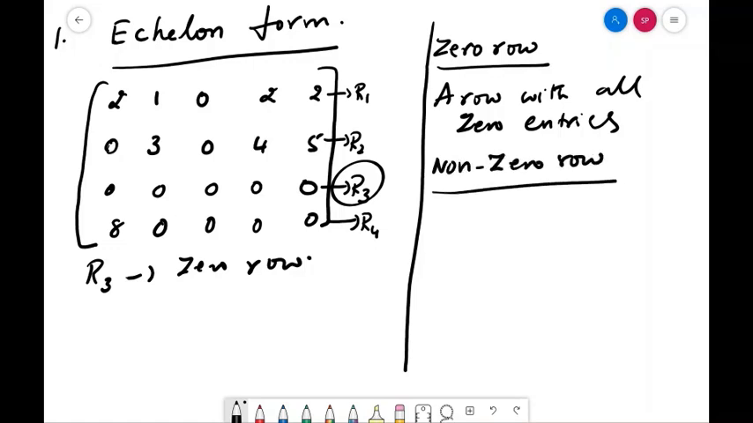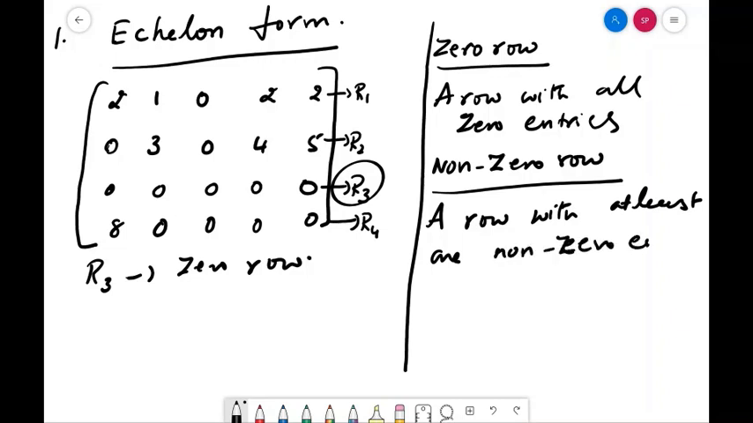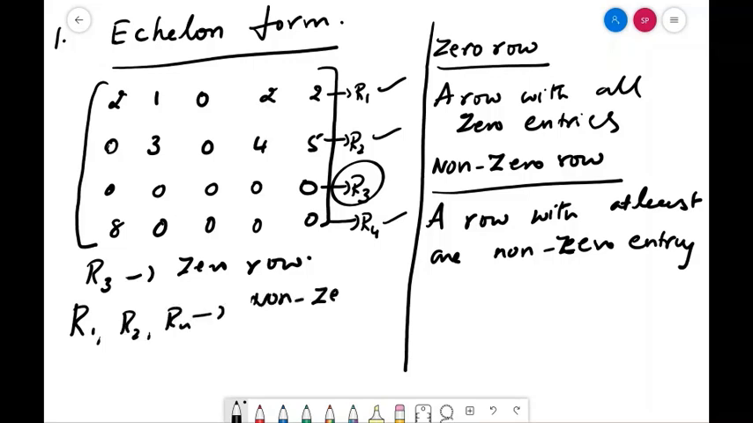So what is a non-zero row? A row with at least one non-zero entry. So what do you mean by that? Minimum one element should be non-zero. That means that not all elements should be zeros. So you can see here R3 is a zero row and R1 has some non-zero entries, and similarly R2 also has 3 non-zero entries and R4 has 1 non-zero entry. So I can say here R1, R2, R4 are non-zero rows.